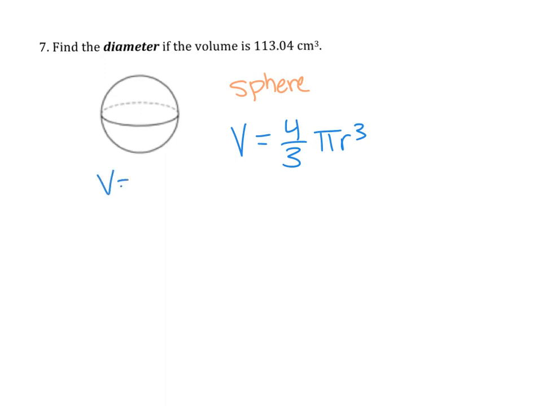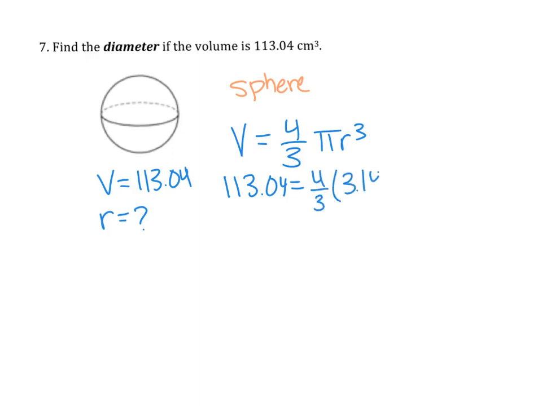So we identify what we know. We only have two variables. We know that the volume is 113.04, and we do not know what the radius is. So let's fill that into the formula. 113.04 equals 4/3 times pi times the radius cubed. If we multiply 4/3 times 3.14, we will run into the same problem that we ran into before, where we end up with a repeating decimal.